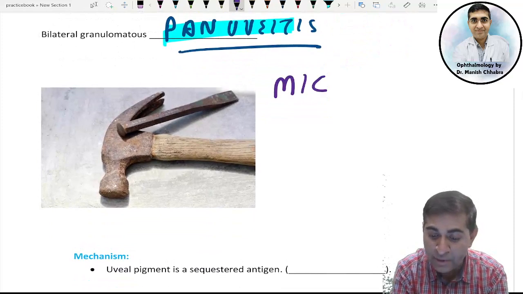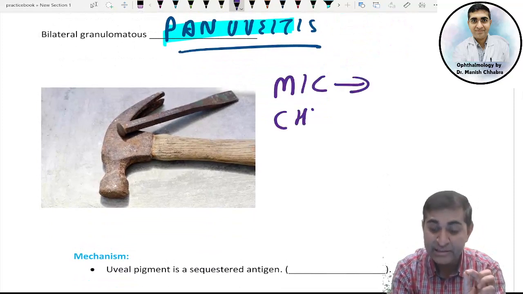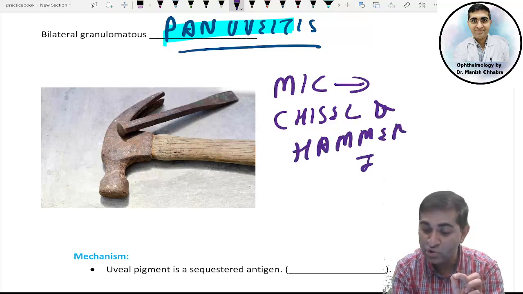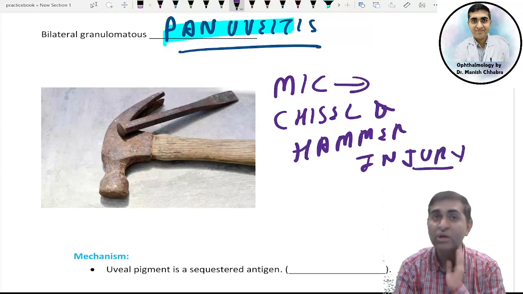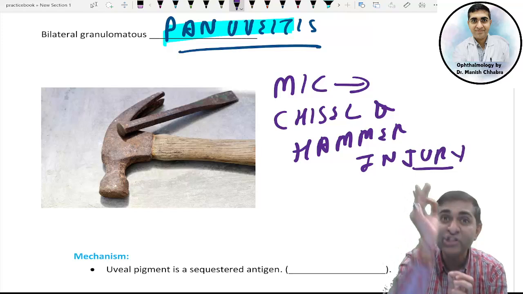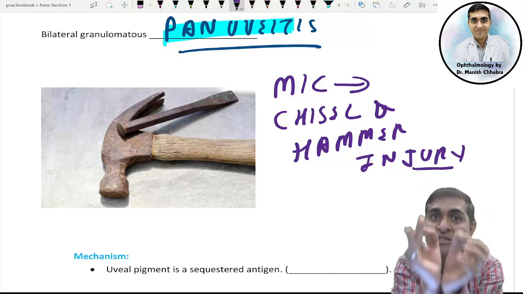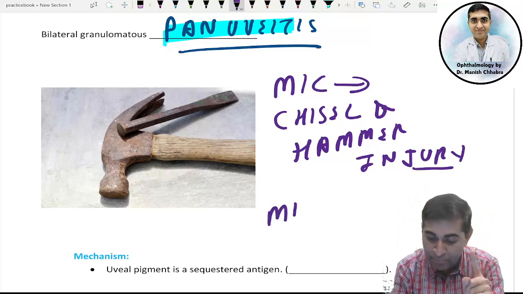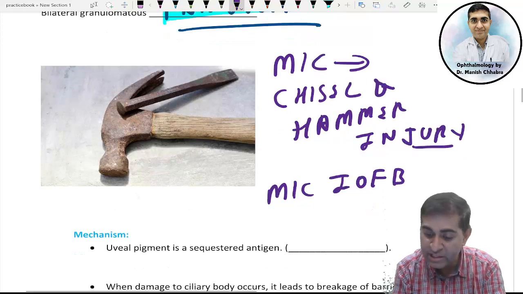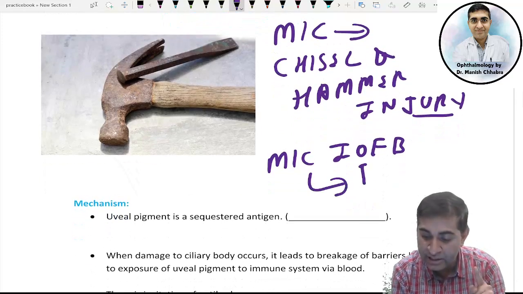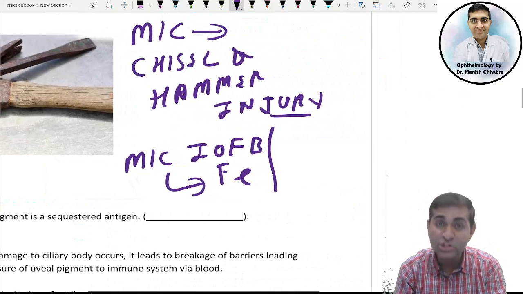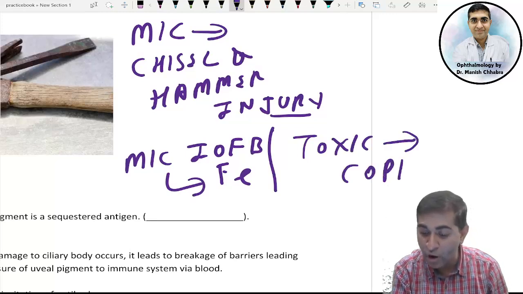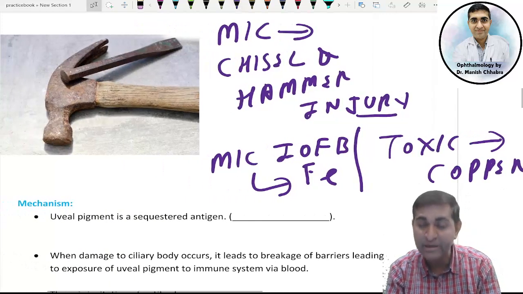Now what is the purpose of a beautiful image of chisel and hammer? The most common mode of injury in sympathetic ophthalmitis is chisel and hammer injury, and there was also one important PYQ, which is: which intraocular foreign body is the most common to enter into the eye? The most common IOFB, intraocular foreign body, to enter into the eye is iron, but the most toxic intraocular foreign body to enter into the eye is copper. These are all your previous year foreign medical graduate questions.